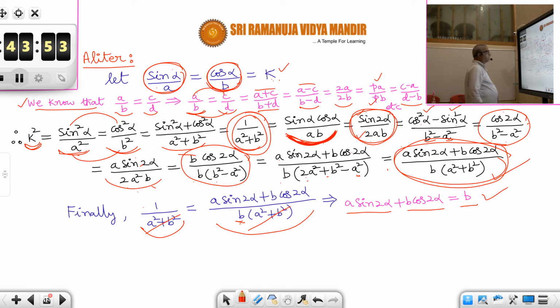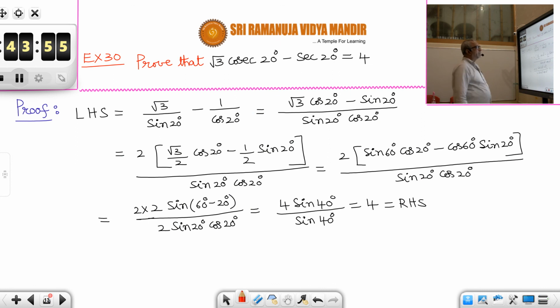Let us see what is on the next page. Example 30. Prove that root 3 cosecant 20 minus secant 20 is equal to 4. What is cosecant 20? 1 by sin 20. Root 3 by sin 20 minus, what is secant 20? 1 by cos 20. LCM sin 20 cos 20. So numerator root 3 cos 20 minus sin 20.